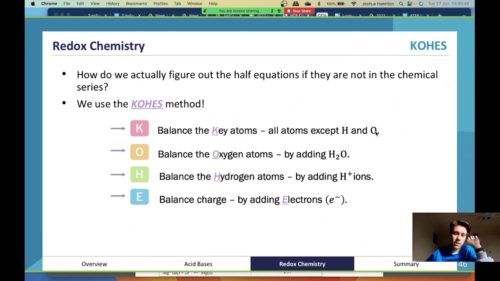So you go from 4 plus to 0. You add 4 electrons, you go from 4 plus here to 0 here.